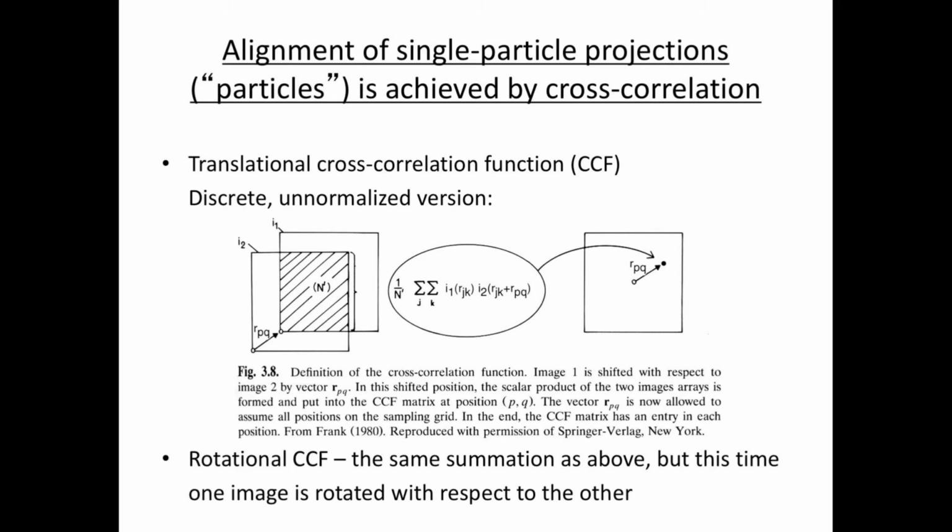Rotational cross correlation function would be the same thing, except you don't have a translational operation here, but a rotational one. So one image is rotated against the other. But in order to do that, you first have to find out what the translational arrangement is. So you cannot do translation and rotation at the same time. You can alternate between the two. And I have another clever method that I can tell you about, which makes use of translational invariance.